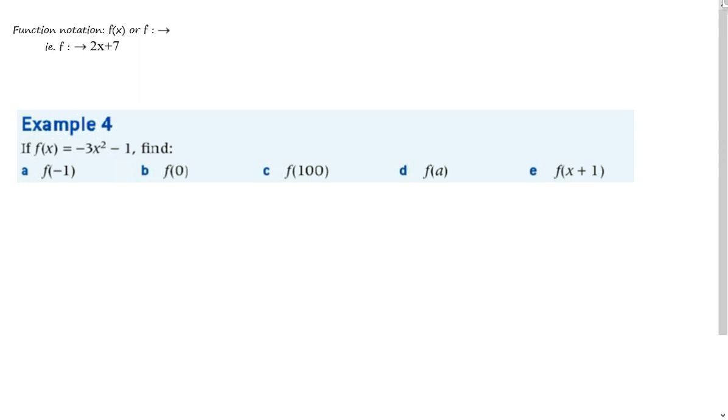Function notation can be written slightly differently, so making sure that you understand the different forms of function notation is important. You're used to f of x, but there's also this notation which means f maps onto. Therefore, one notation that you might see is this f colon arrow 2x plus 7. That is exactly the same thing as f of x equals 2x plus 7. So these two are equivalent to each other. So if you see this top notation, don't be afraid to write it this way.